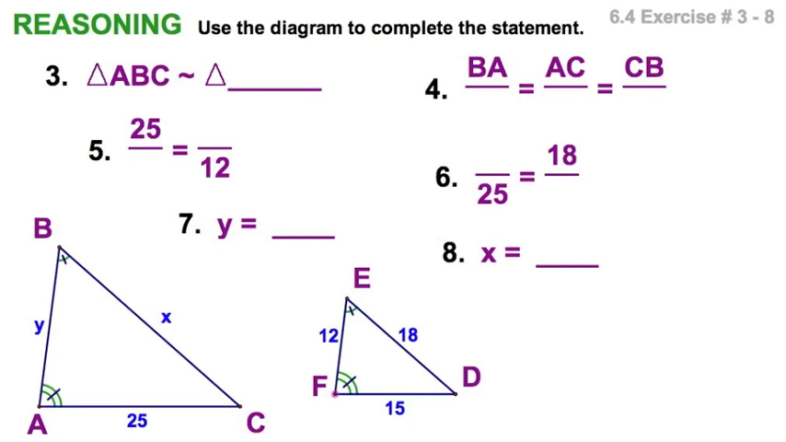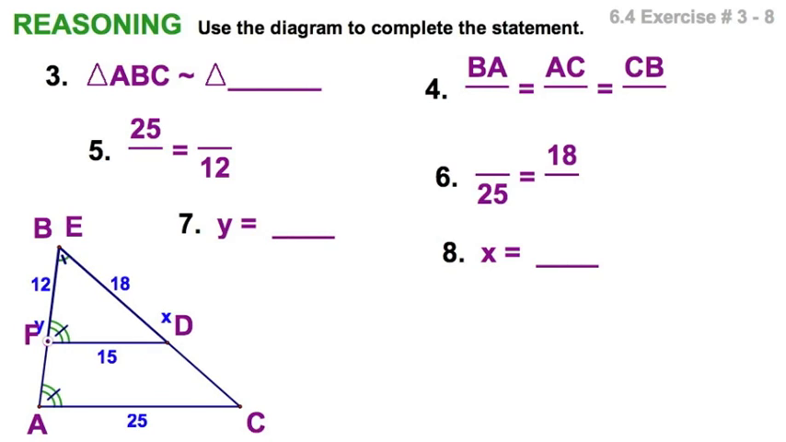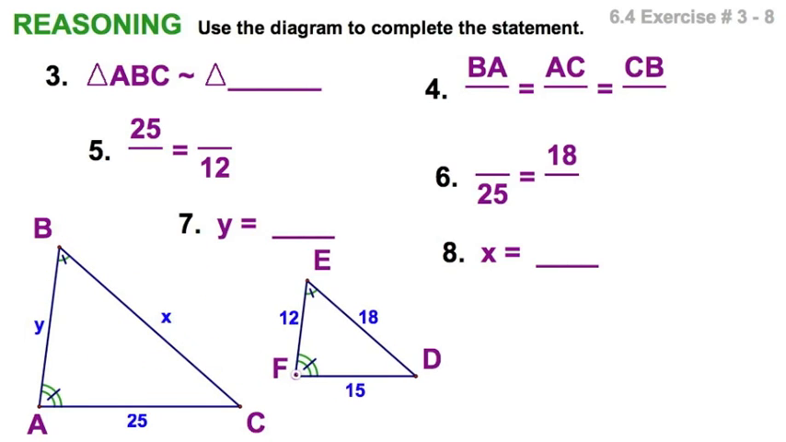Okay, two triangles, 6 questions. Angle F is congruent to angle A, B is congruent to E. That's sufficient by angle-angle to make these two triangles similar in that order. Now I'm looking at a ratio. 25 corresponds to the 15. 25 is to 15. I guess I'm doing 5. Sorry about that. As y is to 12. So there you go.